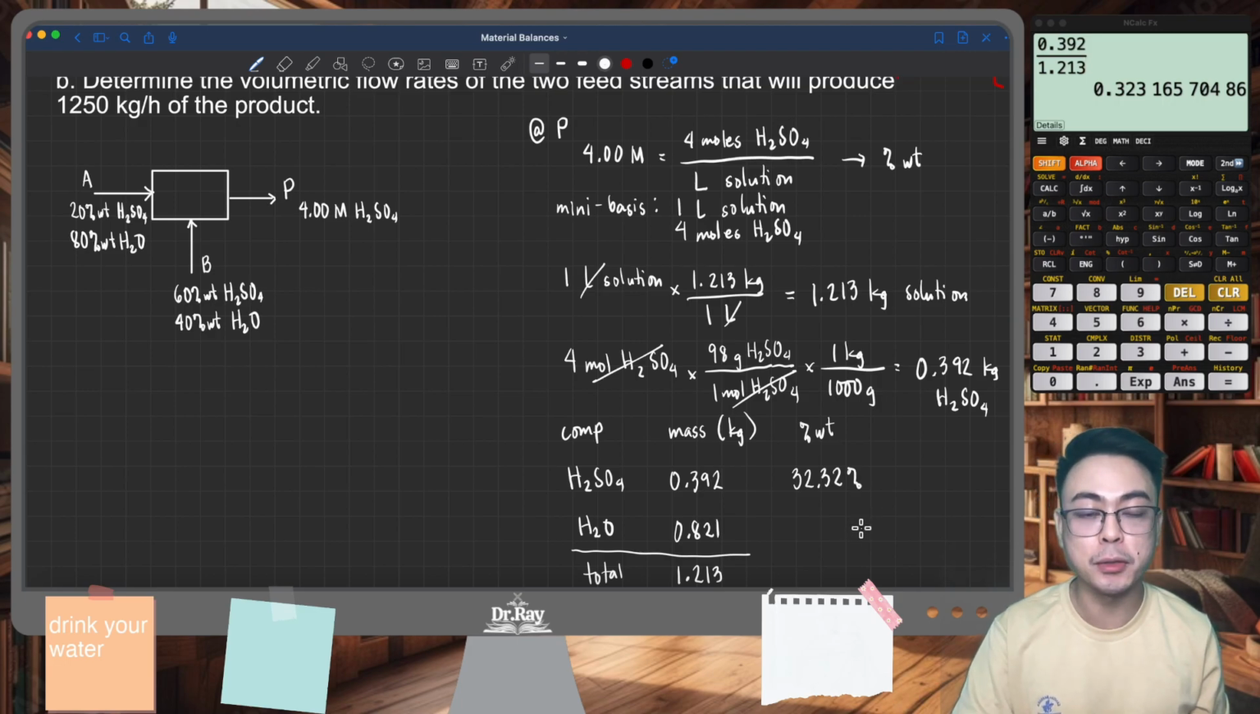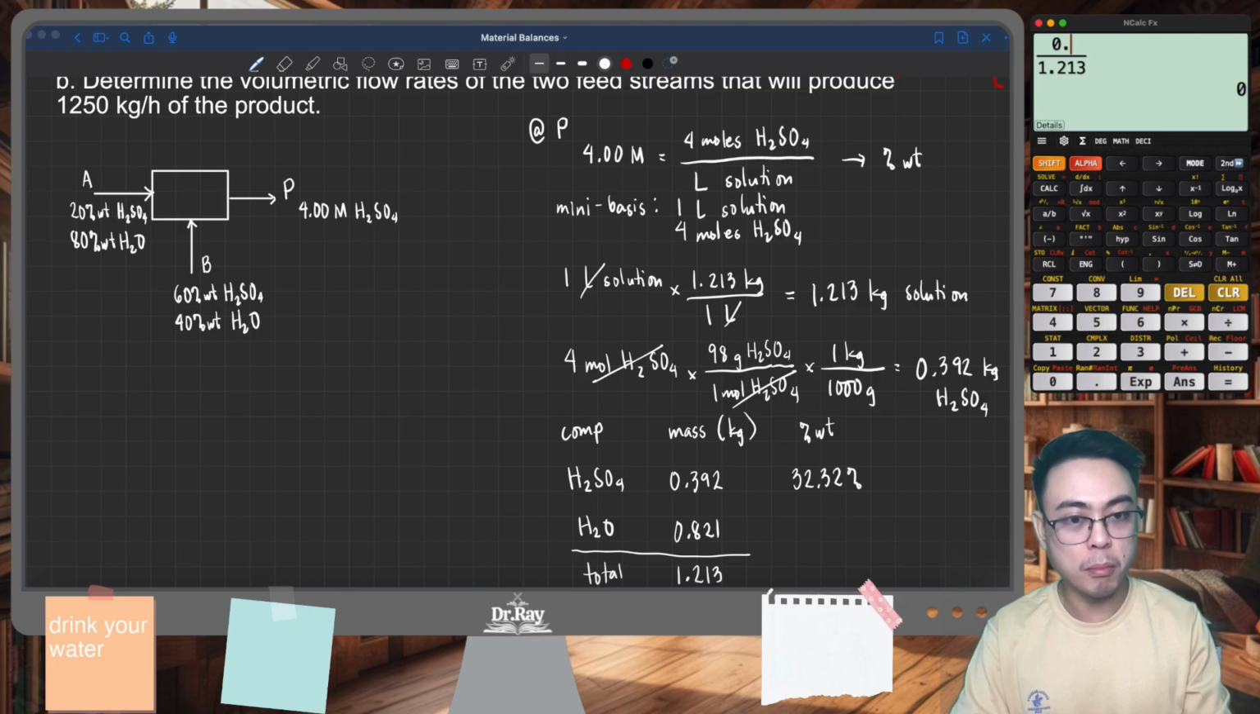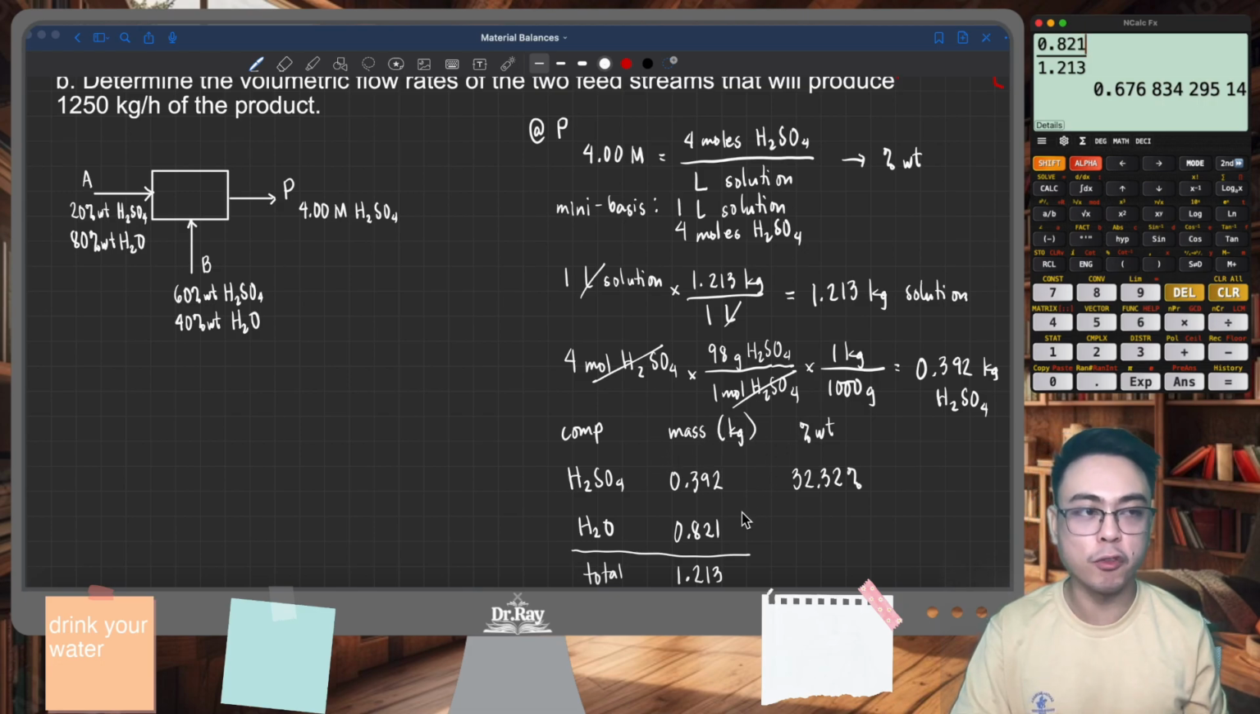for sulfuric acid. For water, you can do the same thing. You can simply change your numerator to the mass of water, which is 0.821. And you will get here the percent by weight, the mass fraction rather, of water. And to convert it to percent by weight, we multiply by 100. So this is 67.68%.